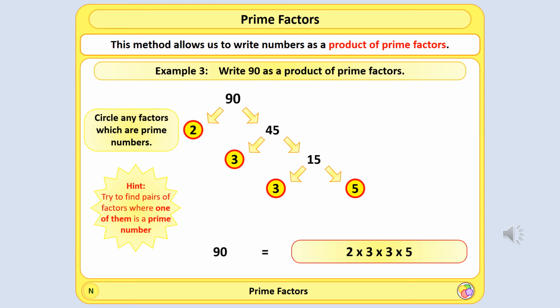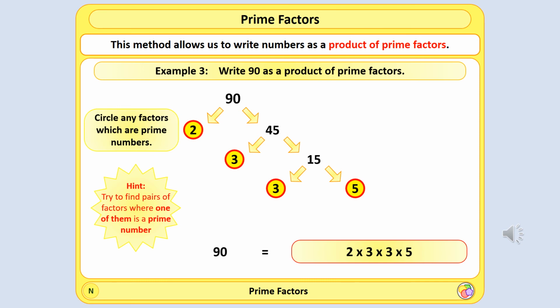You will need good times tables knowledge to answer the 90 question. So you may have begun with 2 times 45 is 90, so you can circle the 2. You should know that 3 times 15 is 45, circle the 3. And then 15, 3 times 5 is 15, circle the 3, circle the 5. So 90 is a product of 2 times 3 times 3 times 5.